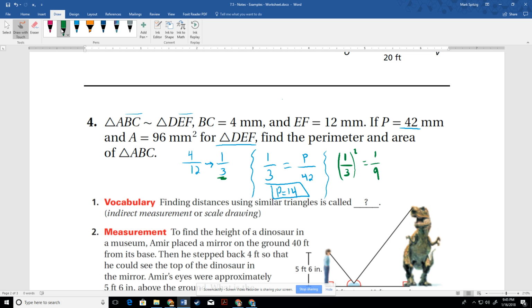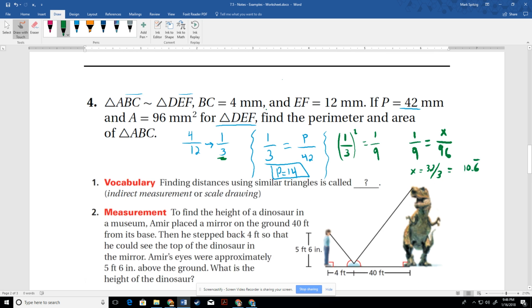And now that I know it's 1 over 9, I can write my proportion and say, all right, well, 1 over 9 is going to be some area over 96. So 96 divided by 9 is not going to be even, but you know what? That's okay. That's a fraction. 32 over 3 is not great, but it's the same thing as 10.6 repeating. That's fine. That makes sense. That still is 1/9 of 96.